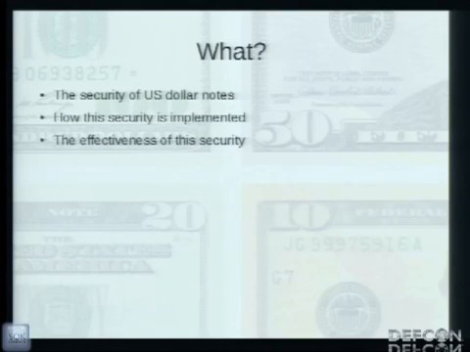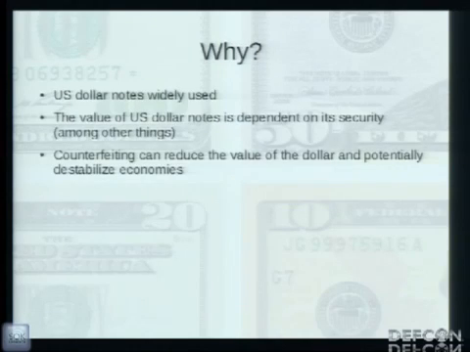So this talk today is about the security of US dollar notes: what the security is, how it's implemented, and how good a job it does at deterring counterfeiting. Specifically, we're going to analyze exactly how well it stands up against counterfeiting, using information I've read through publicly available sources. I'm not affiliated with the US Treasury, nor have any affiliation with counterfeiters, nor have I attempted counterfeiting, nor do I intend to.